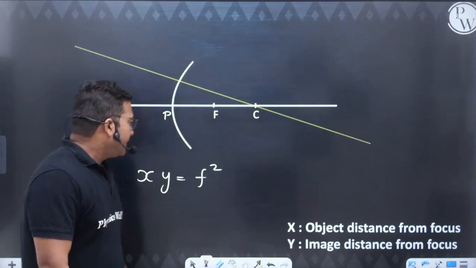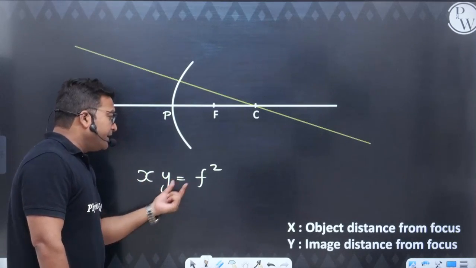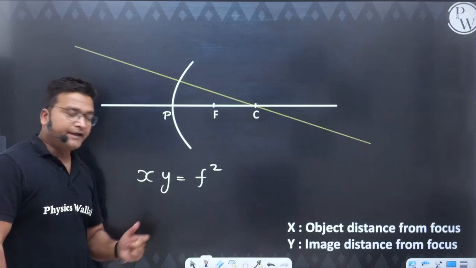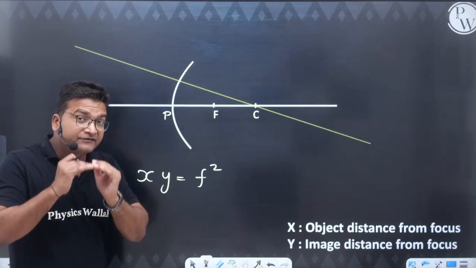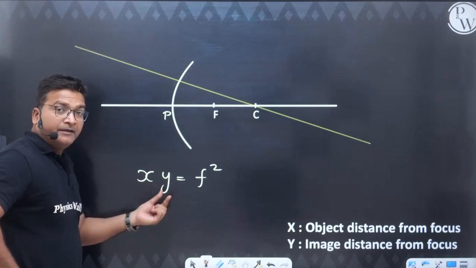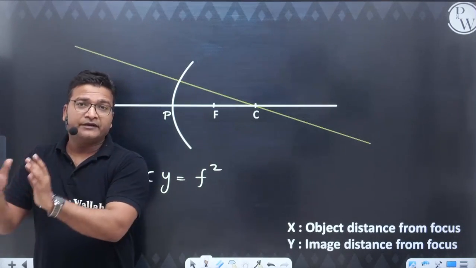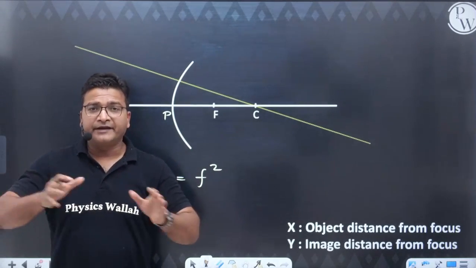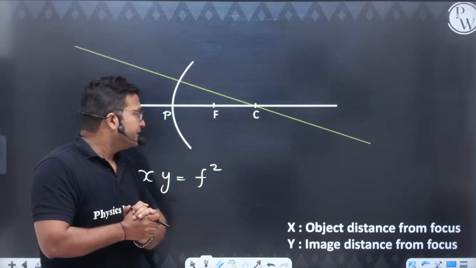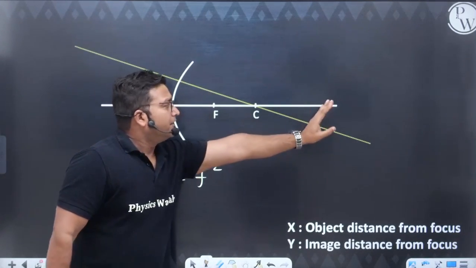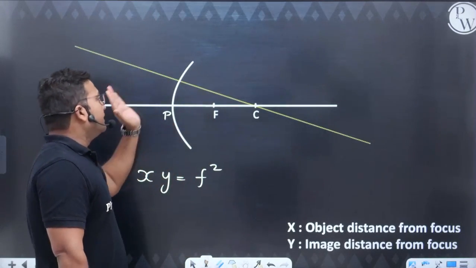Okay, as the product x times y is square of focal length, it is always positive, and if it is always positive, it says x and y can only both be positive, or they both can be negative. One positive, one negative is not possible. Means if we have object and image, they will either be on the right side of the focus or on the left side of the focus.